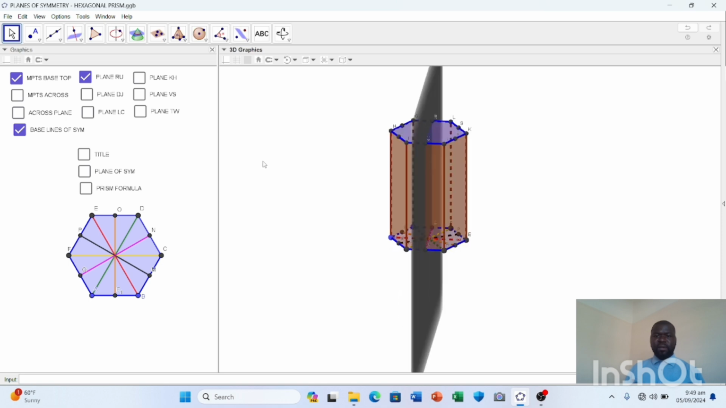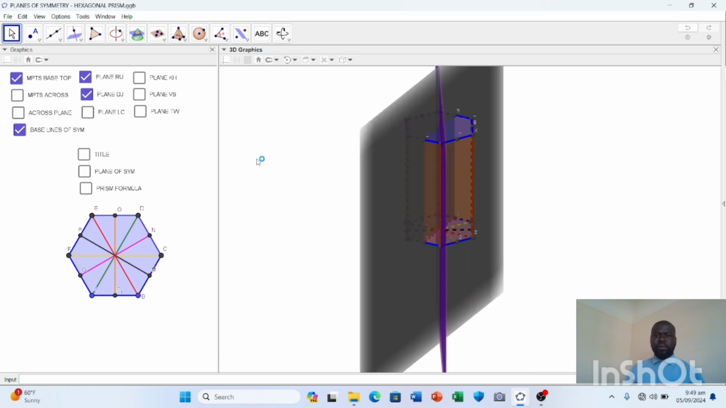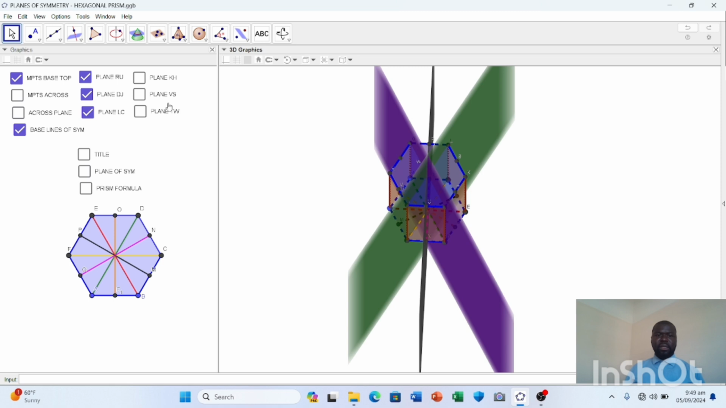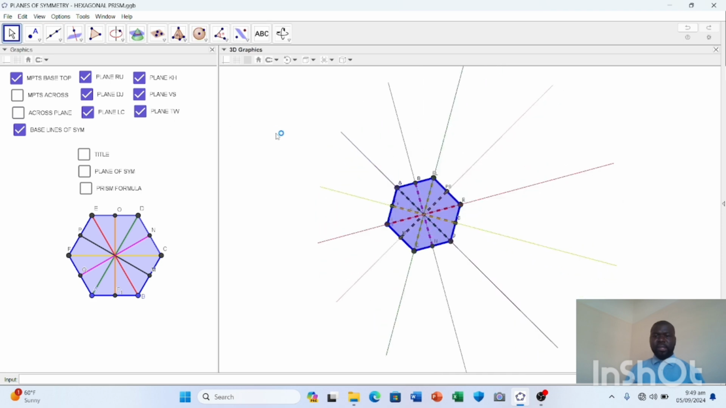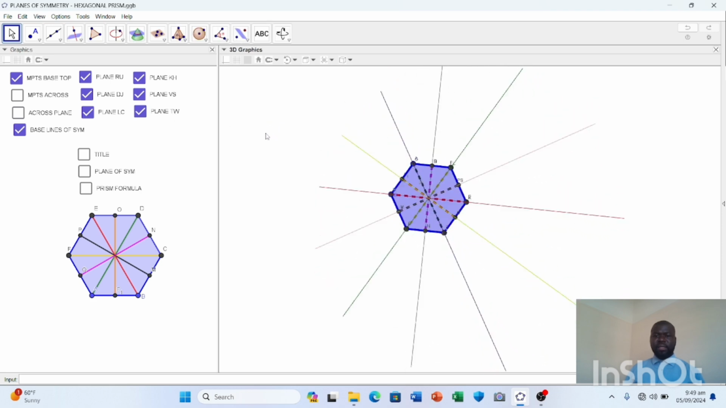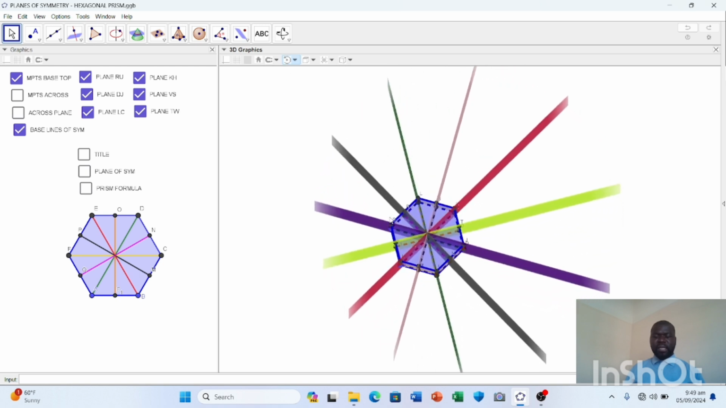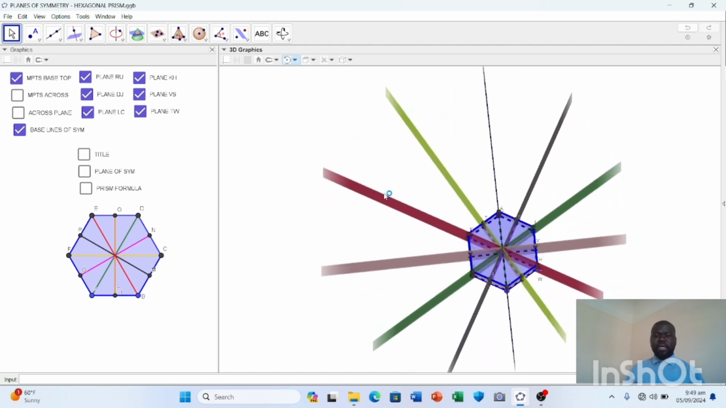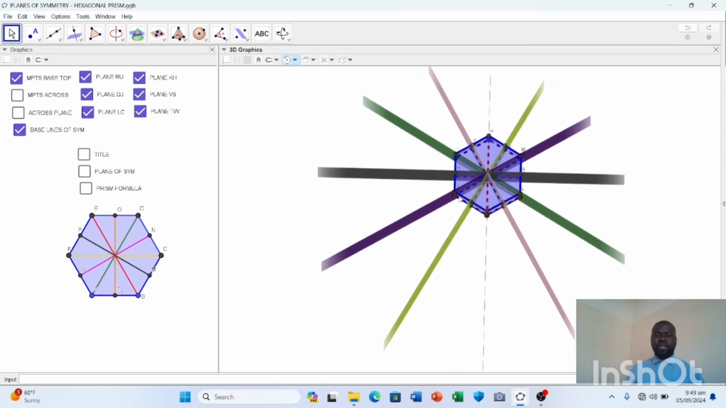So we have 1 cutting from the base to the top, 2 from the base to the top, and 3, and 4, and 5, and finally 6. So far we have 6 planes of symmetry cutting from the base, which is a hexagon with 6 lines of symmetry, and therefore 6 planes of symmetry cutting from the bottom to the top.